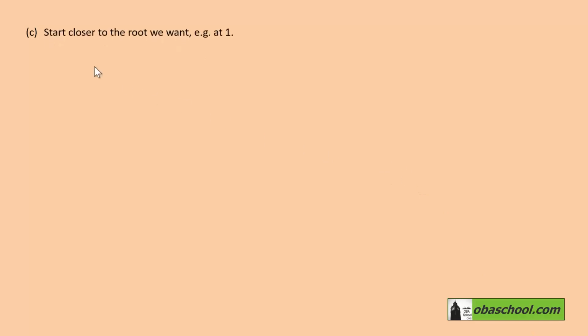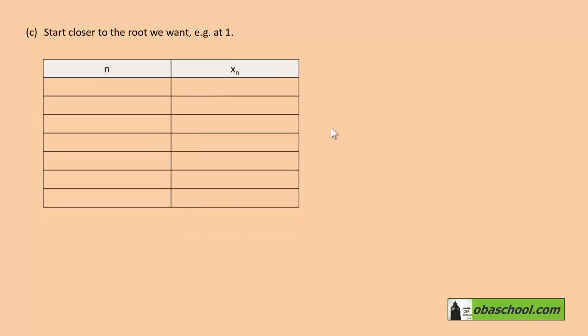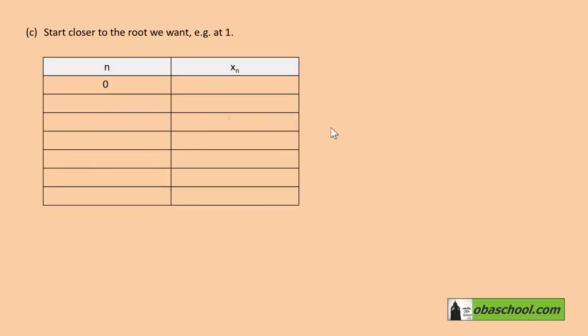So what we're going to do is start closer to the root we want, e.g. start at 1. So this time we're starting at 1, but we're doing the same process. So x1 is going to be 0.083 recurring, and we continue to iterate.